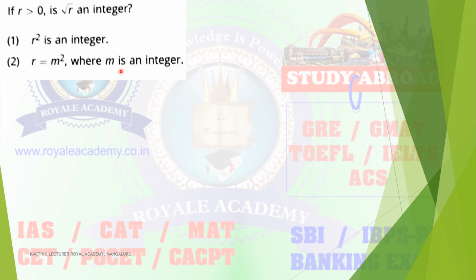So next question: if r is greater than 0, is the square root of r an integer? It is a yes or no type of question, you have to answer whether it is yes or no. Two statements are given: first, r square is an integer; next, r is equal to m square, where m is an integer. So first, just see the first statement.